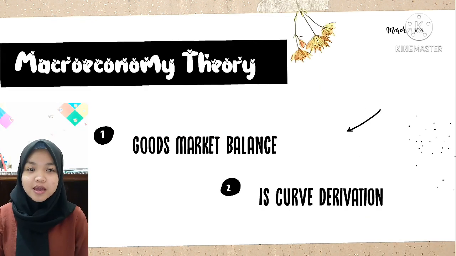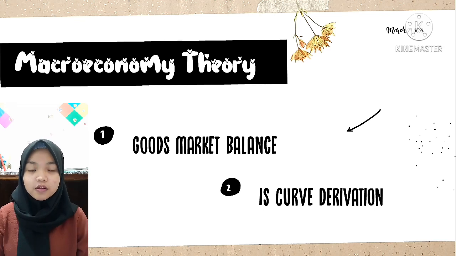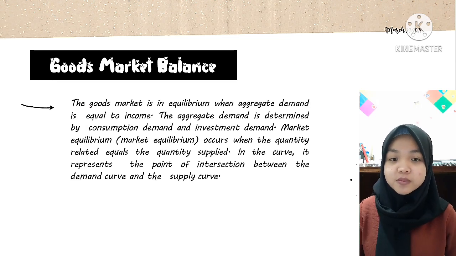Today I will explain about the course macroeconomy theory. The first material is goods market balance, and the last material is ES curve derivation. Okay, the first material is goods market balance.